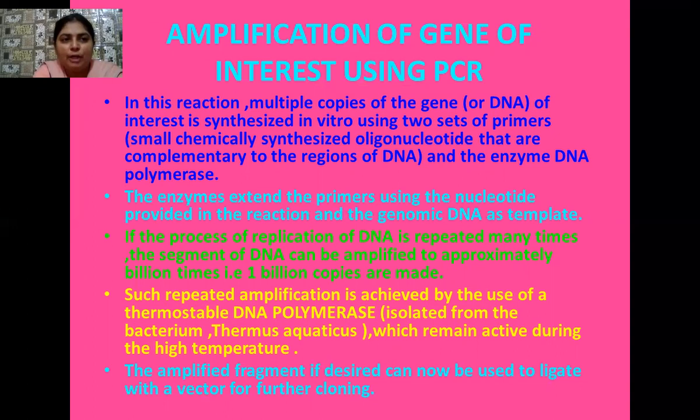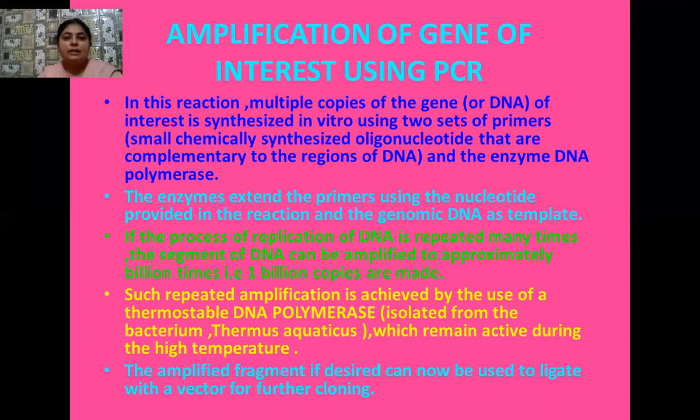This Taq polymerase is obtained from a bacterium which is adapted to high conditions of temperature, and the bacterium from which we obtain the Taq polymerase is Thermus aquaticus. So students, a 2 mark question can be asked to you: which is the source of this Taq polymerase? Then you must know it is Thermus aquaticus, and the name of the polymerase enzyme here is Taq polymerase.